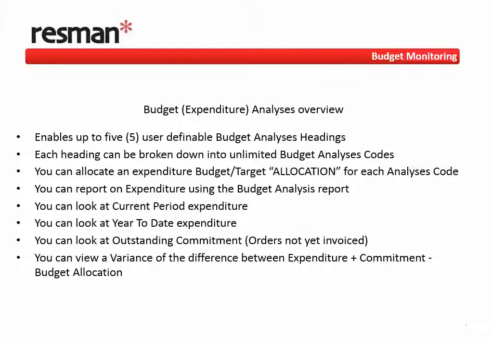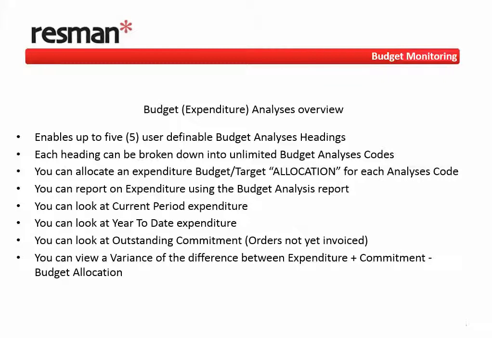During the course of the year, we could report on that expenditure using a budget analysis report, so we could look at where we were at on a current period basis for our expenditure, year to date, and during the course of the period we could provide an outstanding commitment report, which is orders not yet invoiced. So our finance colleagues would find that very interesting because they're managing cash flow, and that would see what expenditure you're still going to have in a given period.